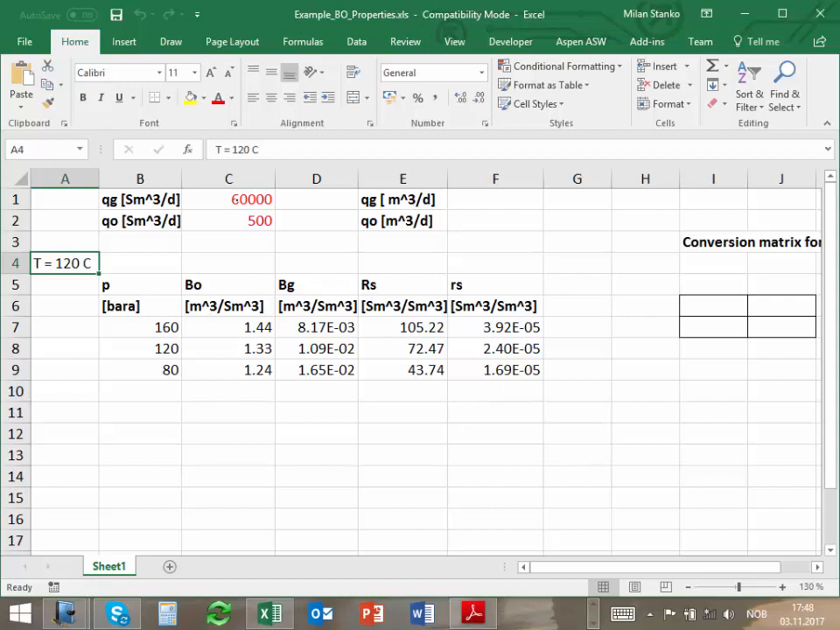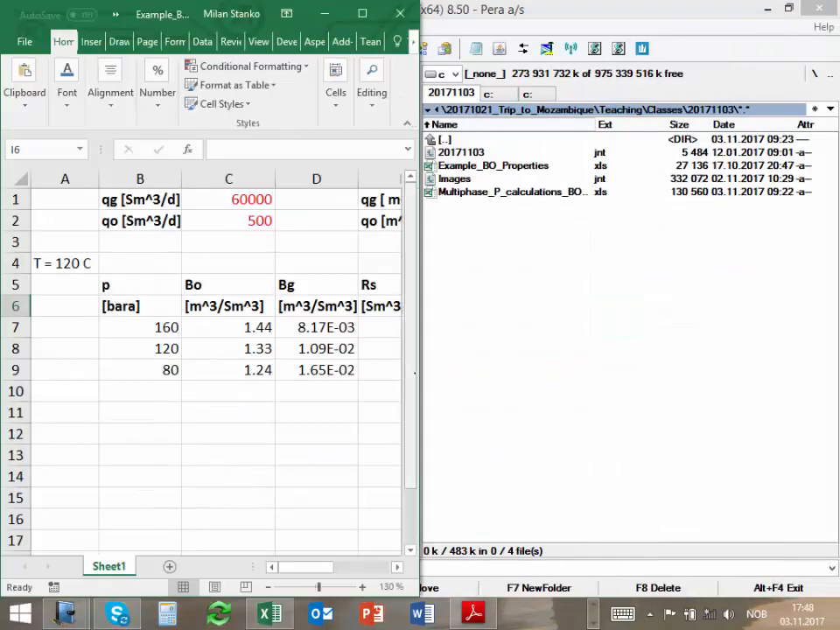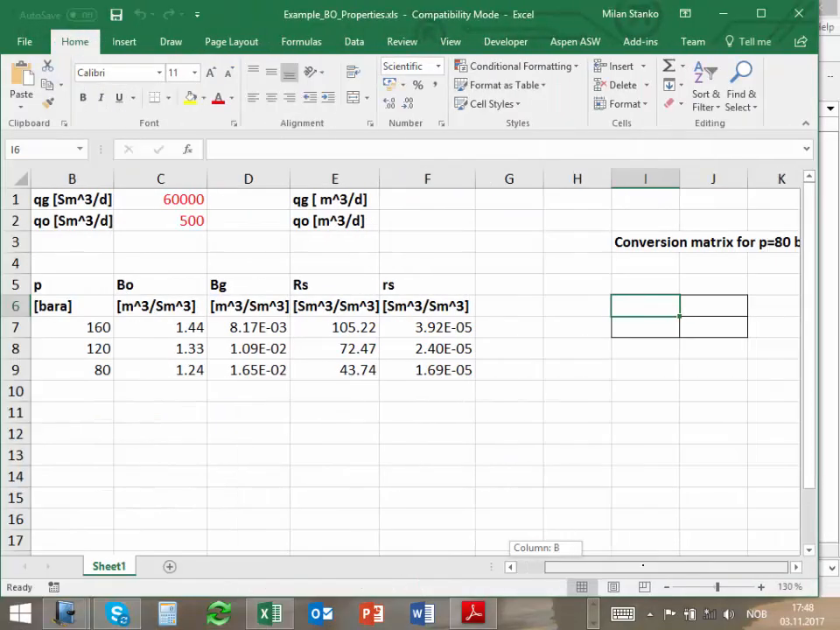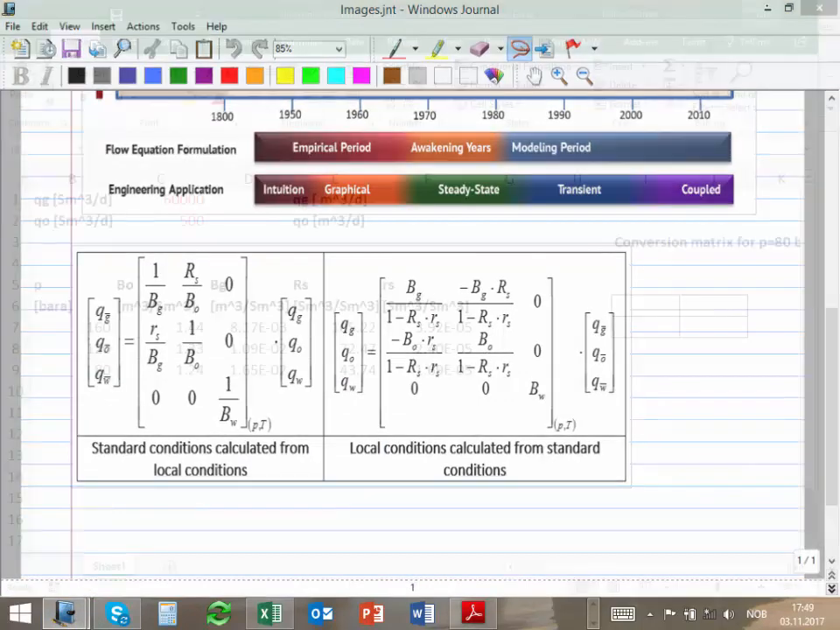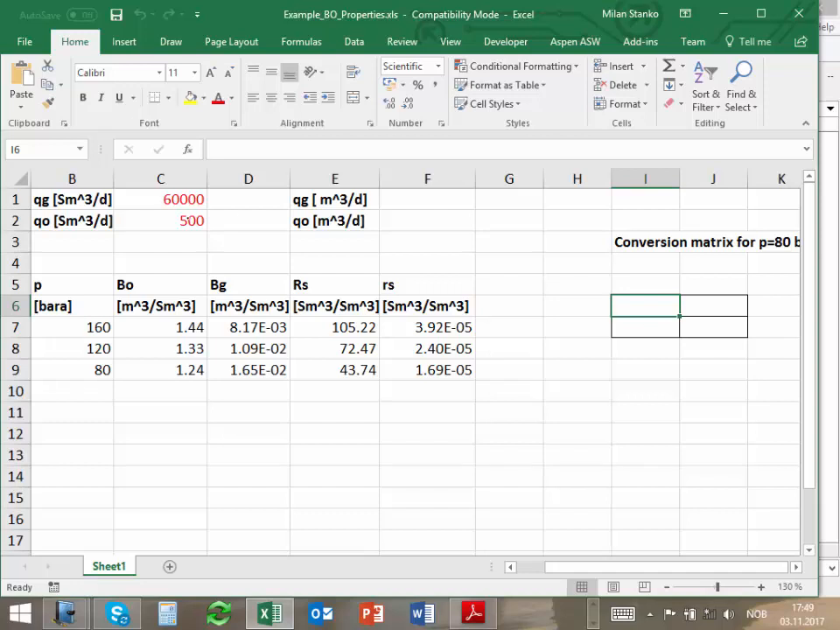I have the standard condition rate and I want the local rate, and let's make two tries. Let's make one assuming that Rs is 0. We just neglect Rs, and let's do another one considering Rs and see how different they are. Here you can create this matrix in these squares, and you have to follow the notes. You have to calculate this term, this term, this term, and this term. Then you multiply that times this vector.